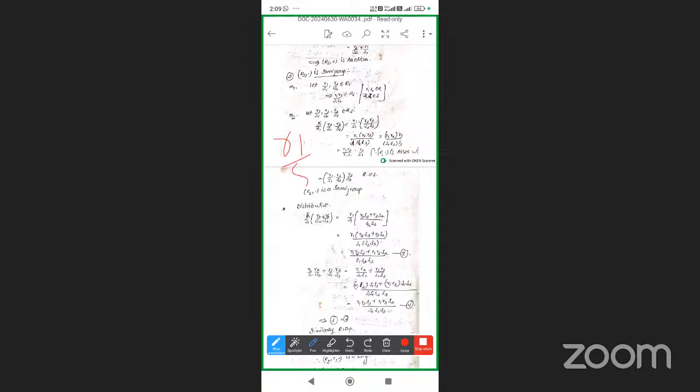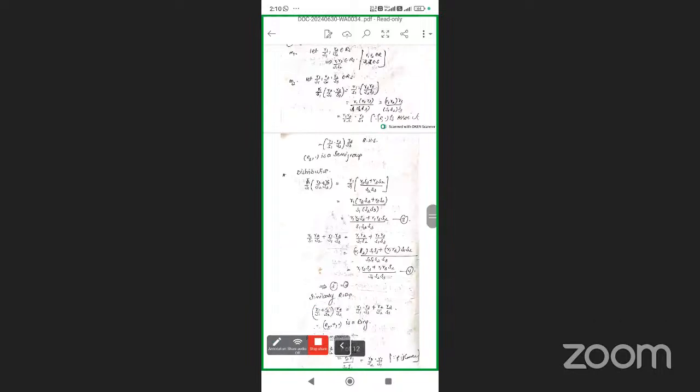Take R1 by S1 and R2 by S2 belonging to RS. Then R1 R2 by S1 S2 belongs to RS. This is the multiplication closure property. Next, the multiplication associative property.